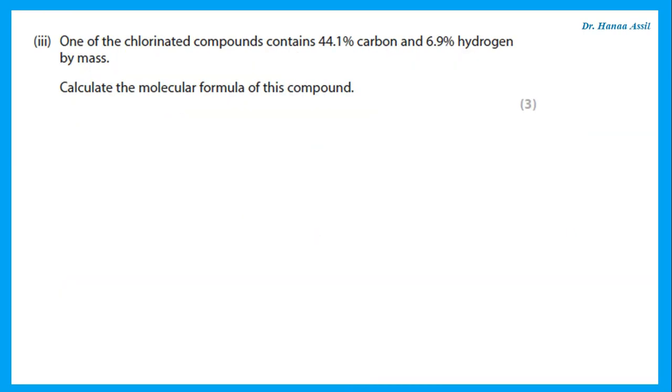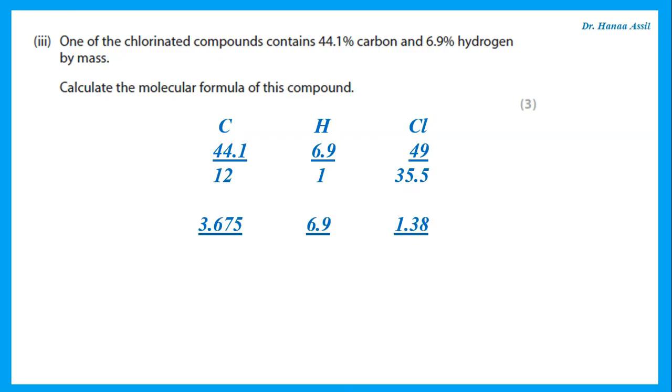One of the chlorinated compounds contains this percent carbon, this percent hydrogen. Remember, we're talking about a monochlorinated compound. So we have carbon and hydrogen and chlorine, and we have the percentage of carbon, percentage of hydrogen, so the rest of 100 is the percent of chlorine. We divide first, we're getting empirical formula, so we divide by mass number and then by the smallest, and this gives this ratio.